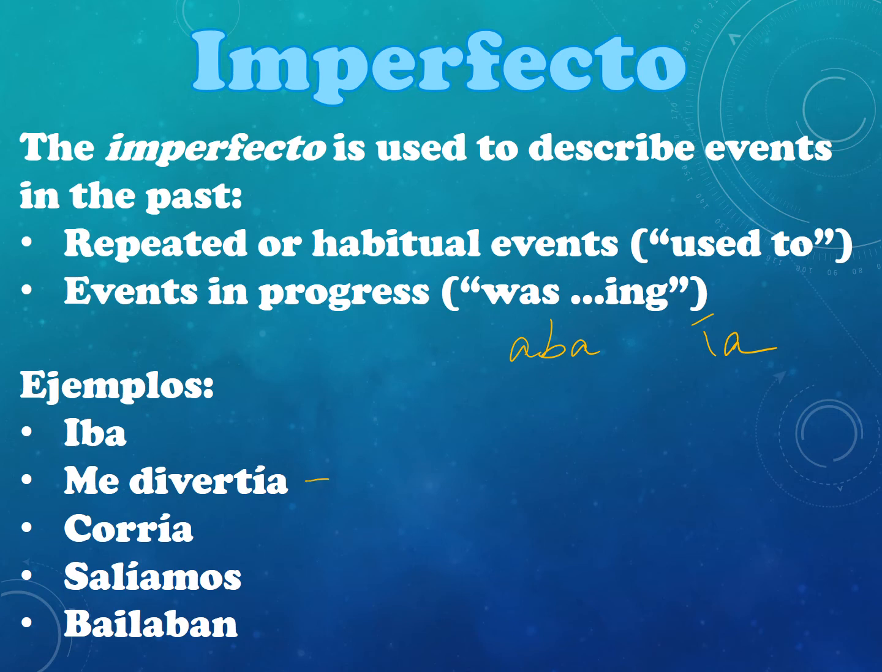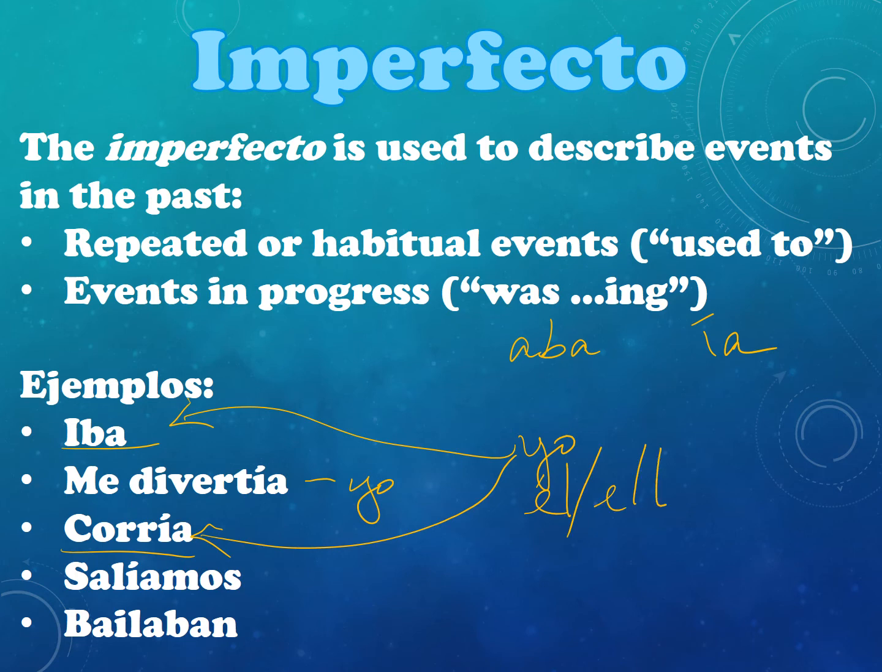Me divertía is the yo form for sure. Iba and corría could be the yo form. They also could be the he, she form. And that's just the way the imperfecto works, is that the yo and the ella share a form. Salíamos is we and bailaban is they. So iba, I was going, he or she was going.